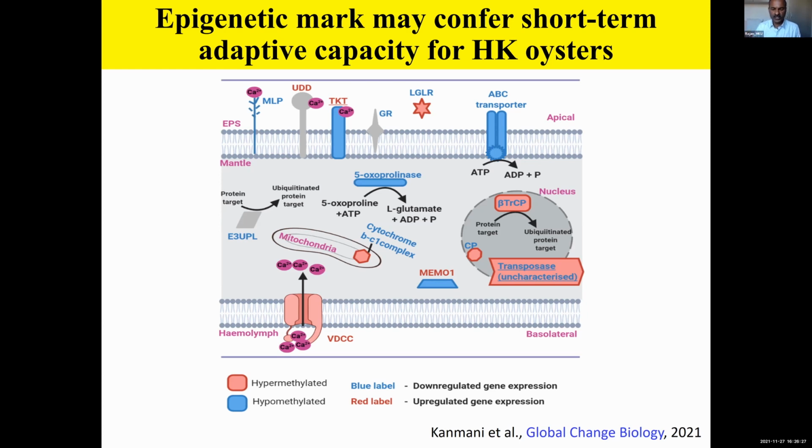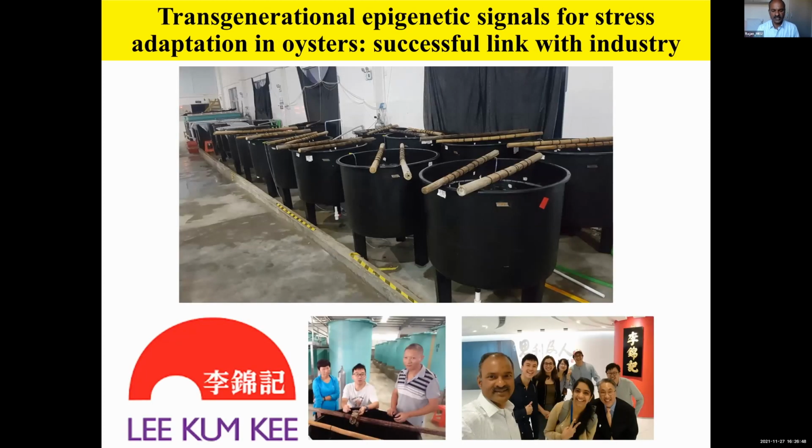When the pH is lower, I think many of you are well aware, the pH is related to the biomineralization pattern of the species, because of the resources. So this particular mechanism is more capable of acclimating through epigenetic mechanisms. So this is the good news in terms of Hong Kong oysters.